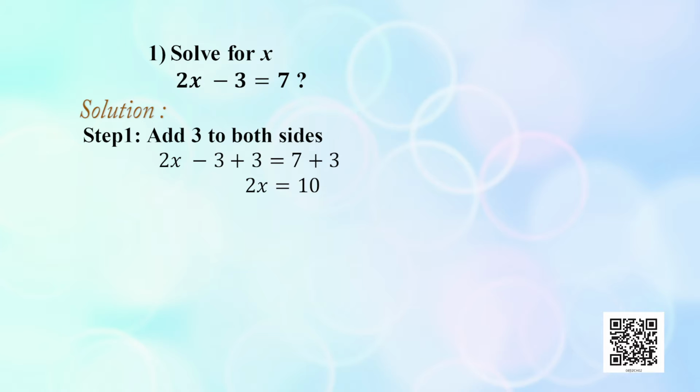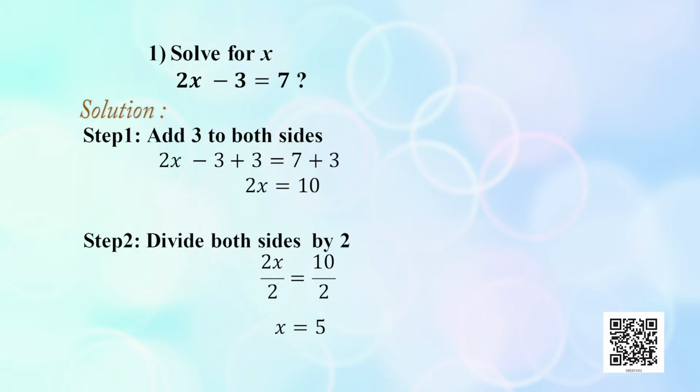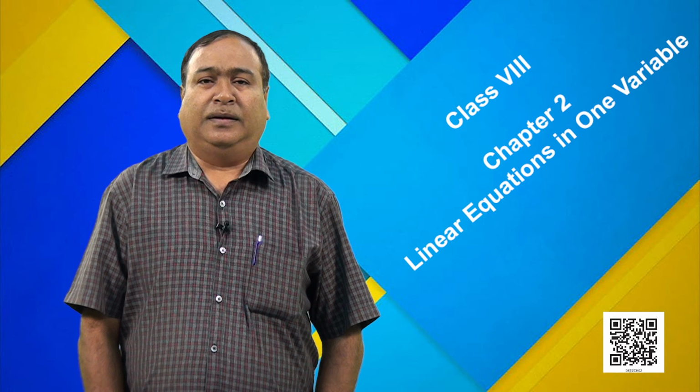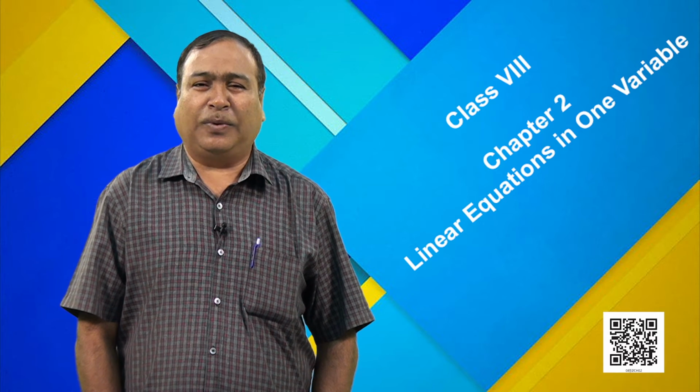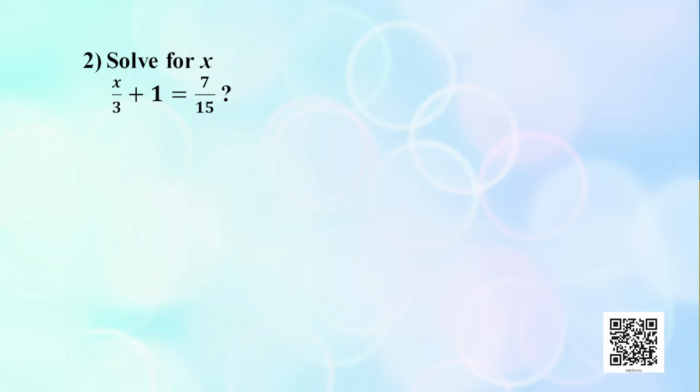Now, in order to eliminate 2, the second step is to divide both sides by 2. 2x divided by 2 is equal to 10 divided by 2. So, in 2x divided by 2, the 2 gets cancelled, x is left, and 10 divided by 2 is 5. Therefore, x is equal to 5. x is equal to 5 is the required solution of that equation, as you know already. Now, let us try to solve one more problem. It is given as follows. Problem 2, solve for x, x by 3 plus 1 is equal to 7 by 15.